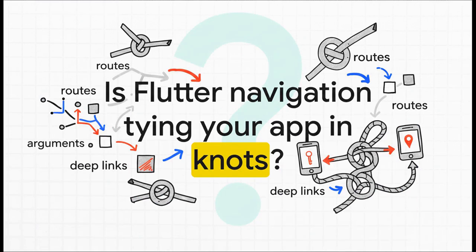All right, let's be real for a second. If you've built any kind of serious Flutter app, you've been there, right? The navigation just starts to feel tangled. You're juggling routes, trying to pass arguments, deep links are a mess. It can feel like your app is tied in knots. It's a super common problem.